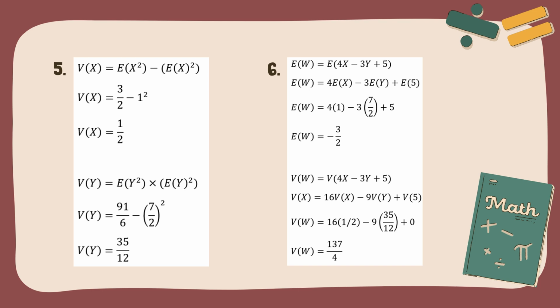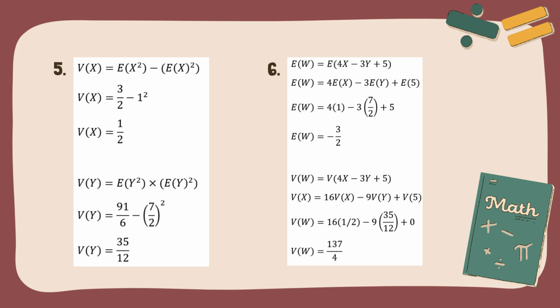After that, we must find the variance of w using this formula: Vw equals 4 squared Vx plus -3 squared Vy. The constant of 5 does not add any variance, so we ignore it. This means we need to find the Vx and the Vy. To find the Vx using this formula, Vx equals E[x squared] minus E[x] squared. So Vx equals 3/2 minus 1 squared, and we will get the variance of x equals 1/2.